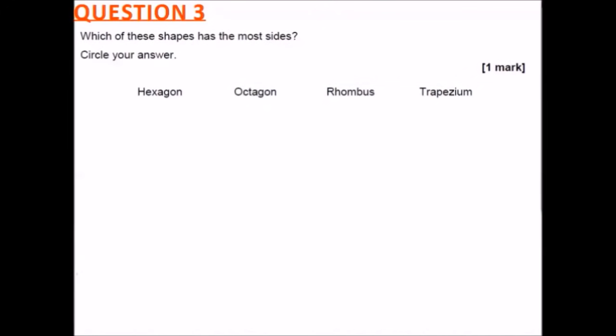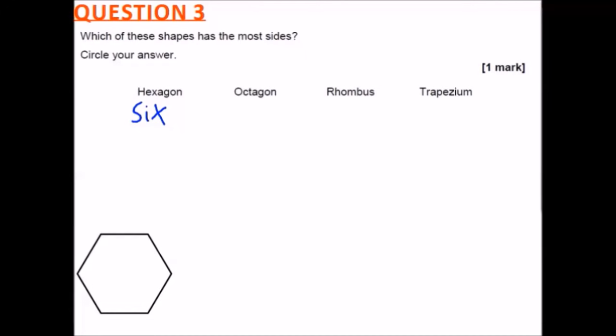And question 3, which of these shapes has the most sides? What I'm going to do for this one is just show you what a hexagon is. So a hexagon has 6 sides. Hexagon is spelt with an X, as is the word 6. So hex, just be thinking, what number is spelt with an X too? That's your clue. Hexagon, 6.